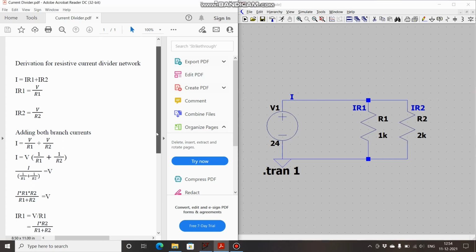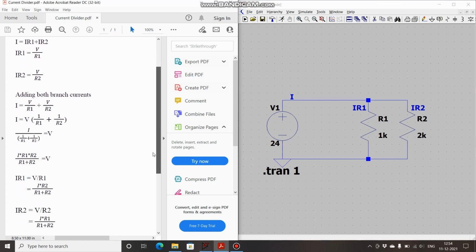Now talking about individual branch currents, we saw earlier that IR1 is V by R1. So substitute this whole term in place of V. Then IR1 comes to be I R2 upon R1 plus R2. Do the same thing for IR2, then you get I R1 upon R1 plus R2. So this is the basic method of finding out the current through each branch.